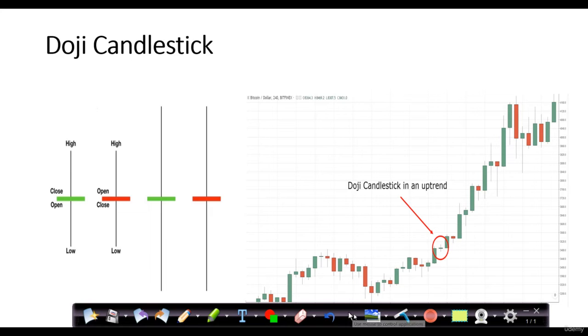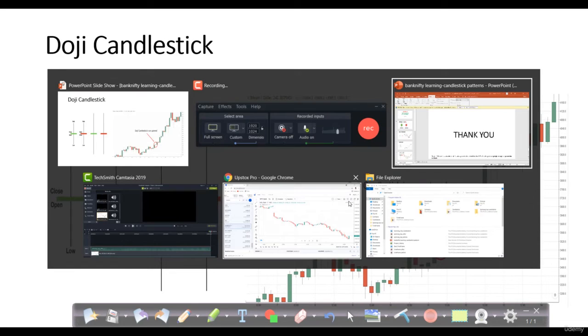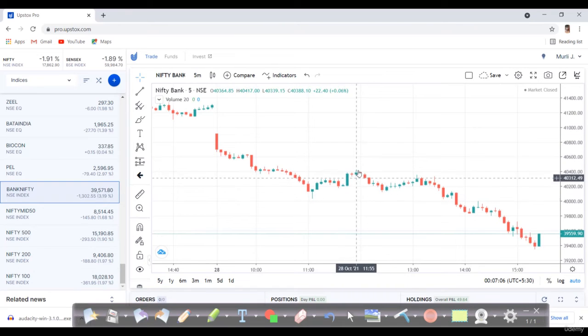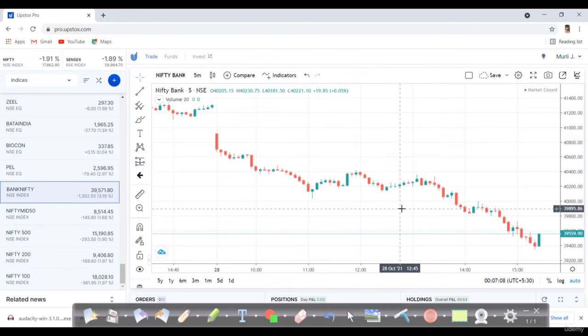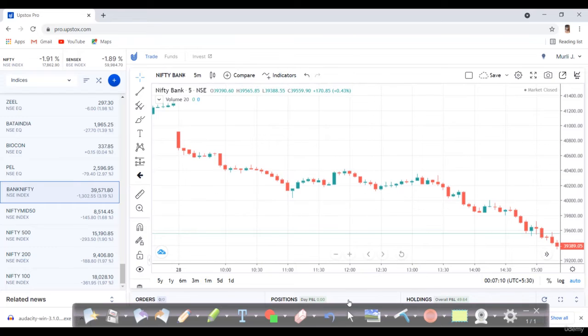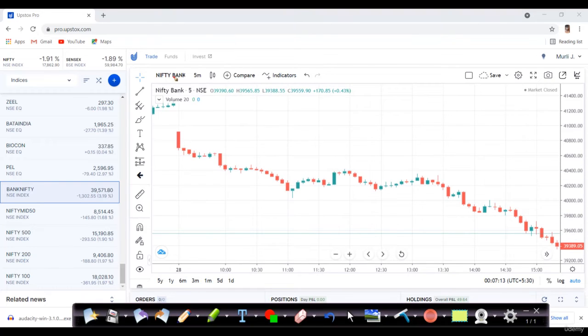Now let me show you one practical example in the live market. What is a Doji candle and how does it look? If you see, I am checking the 5 minute chart. For this chart I am observing Nifty Bank. Nifty Bank is an index from the Indian stock market, formed from various banks in India. Now let's take an example here. If you observe, today's trend is full of negative trend, right?